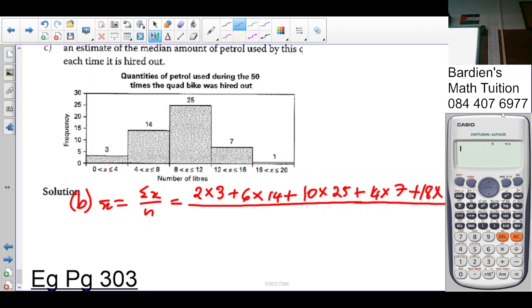Okay. And how many is this over, people? How many entries on it? 50. Okay, so we just plug it in the calculator. It's going to be 2 times 3 plus 2 times 3 plus 6 times 14 plus 10 times 25 plus 14 times 7 plus 18 times 1. It's going to give you 456 over 8, divided by 50, sorry. Why do I have 8?